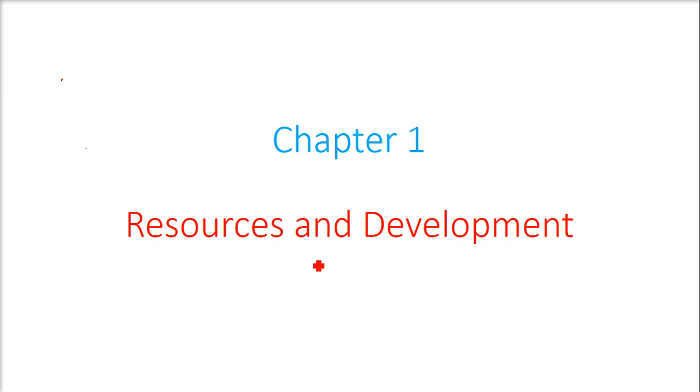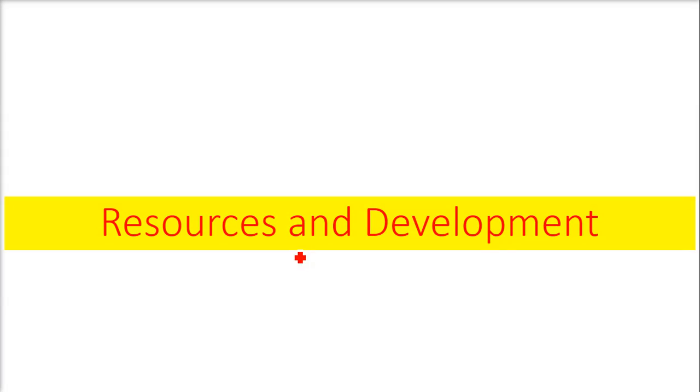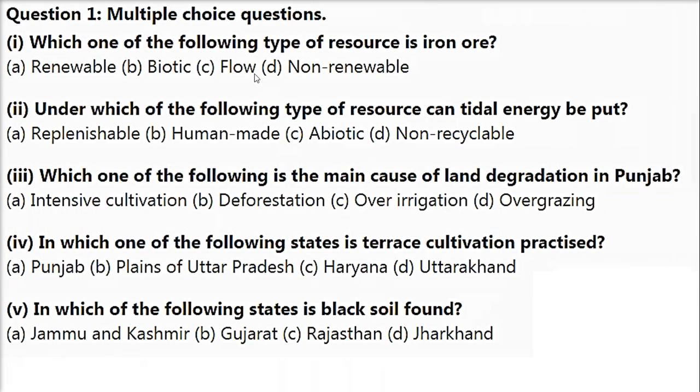We are taking chapter number 1, Resources and Development. Question answer on resources and development. This is a multiple choice question. Which one of the following is a type of resource? Iron ore. Iron ore is a dhatu.